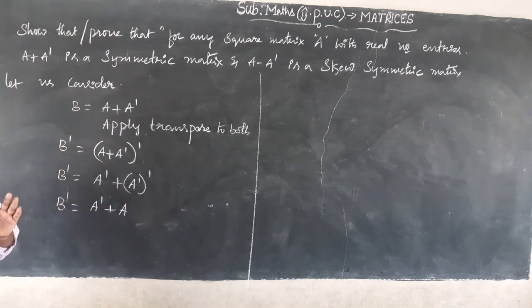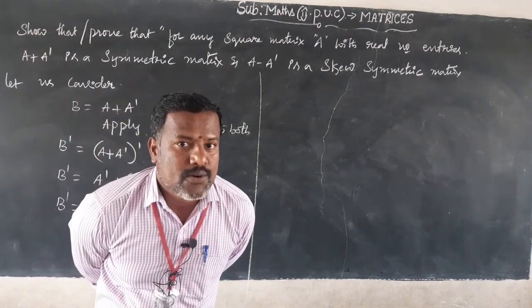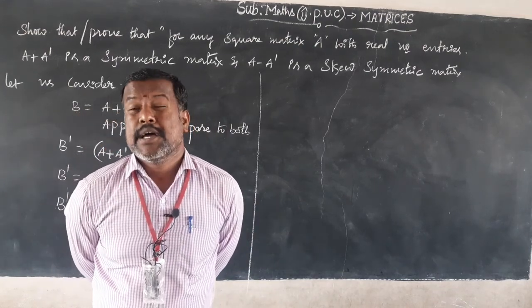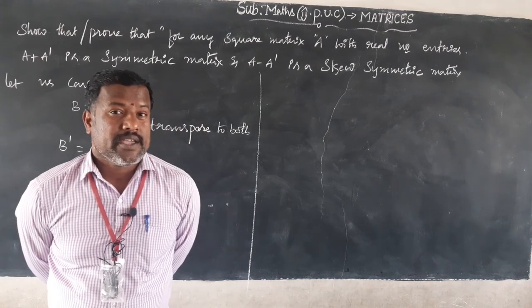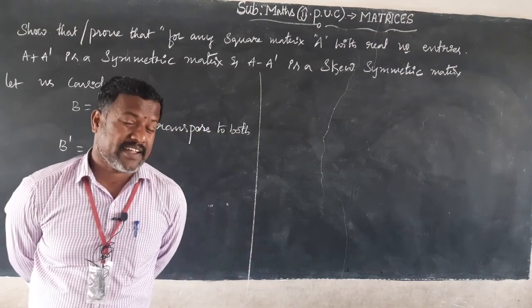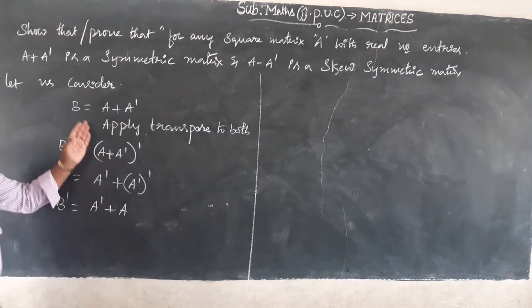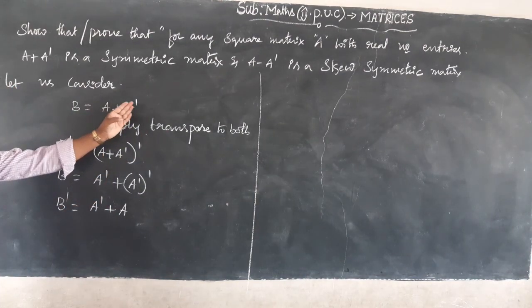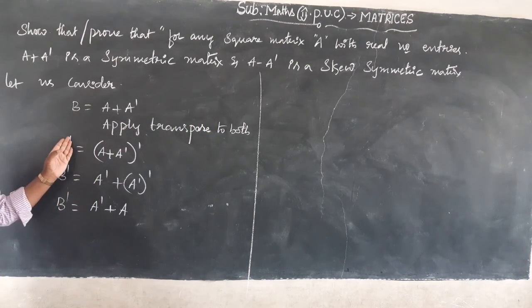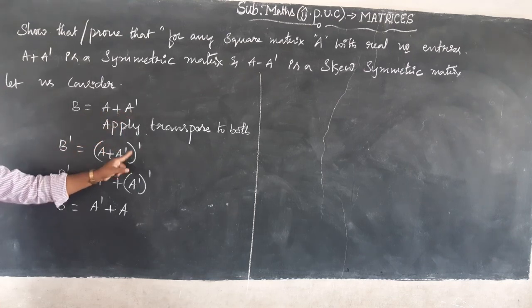Understand, children? Is it clear to you? It is very simple. What have I taken? B is equal to A plus A dash. Transpose to both the sides. B dash is equal to A plus A dash whole dash. B dash is equal to A dash plus A dash whole dash. Very simple, see children. B is equal to A plus A dash. Apply transpose to both the sides. B transpose is B dash. This sum transpose is A plus A dash whole dash.